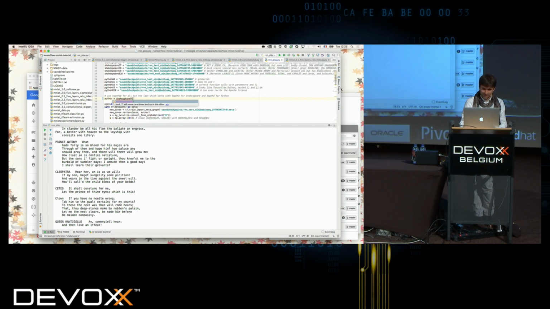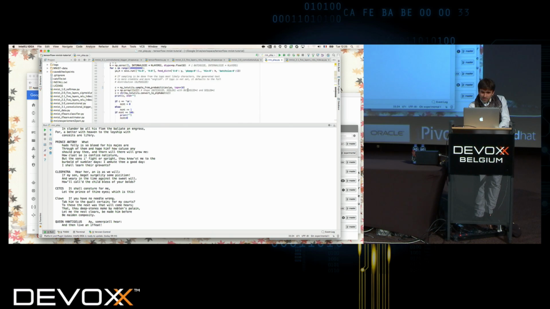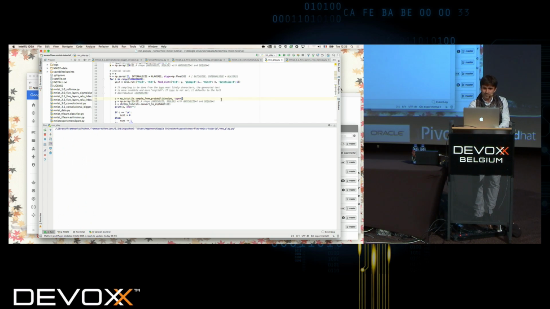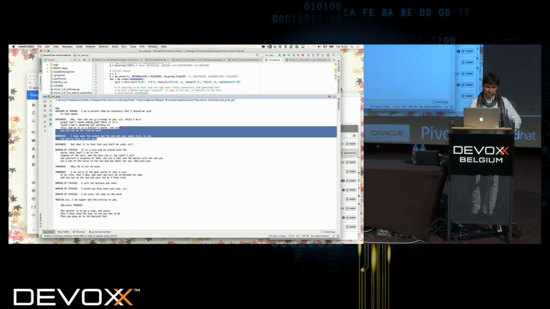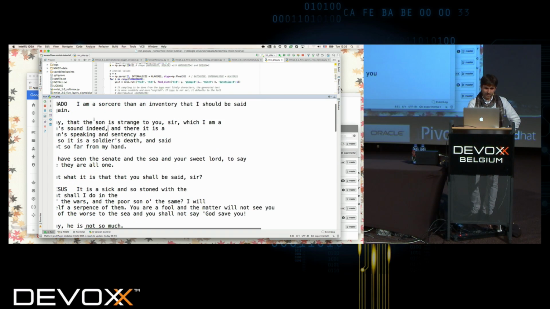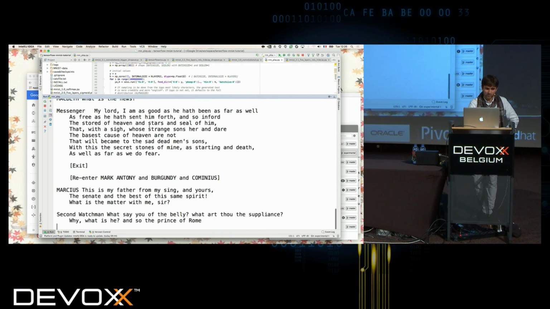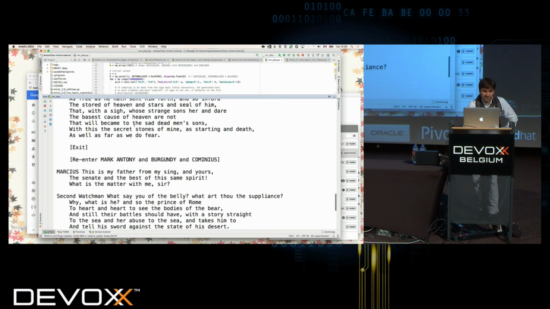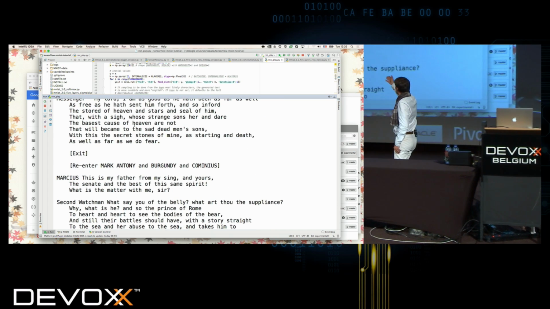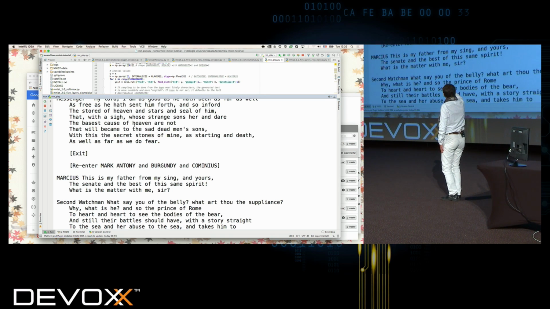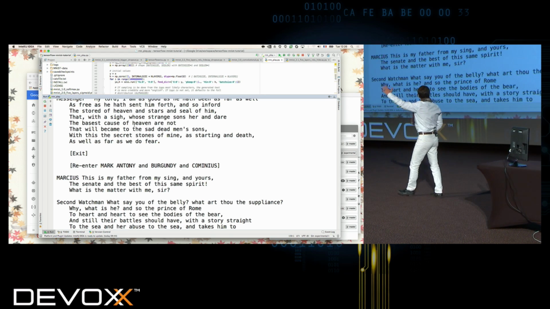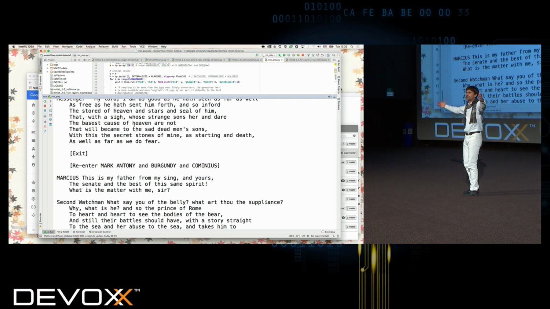So Shakespeare B10. And here I have to change this to 2. All right. Well, this looks like a very credible play to me. Look, I have scenic indications. I have exit, re-enter Mark Antony and Burgundy and Columnius. I have Marcius. This is actually English. This is my father from my sing and yours, the Senate and the best of this same spirit. What is the matter with me, sir?